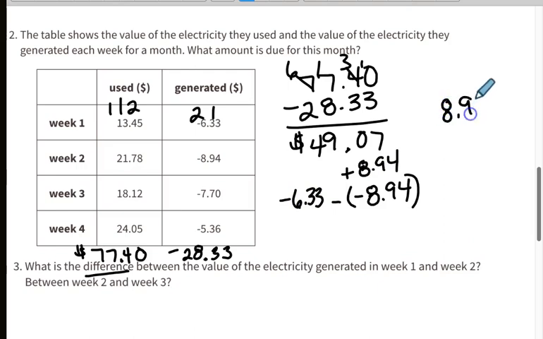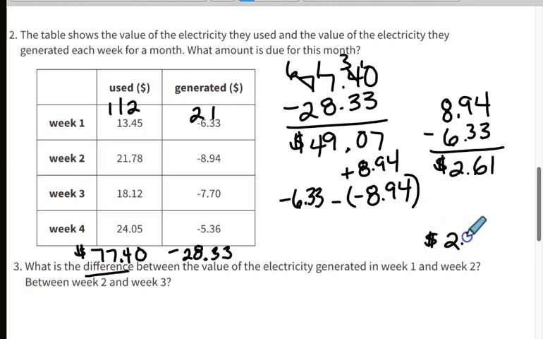So $8.94 minus $6.33, 162. So it is a positive $261 for week 1 and week 2. How about the difference between week 2 and week 3?